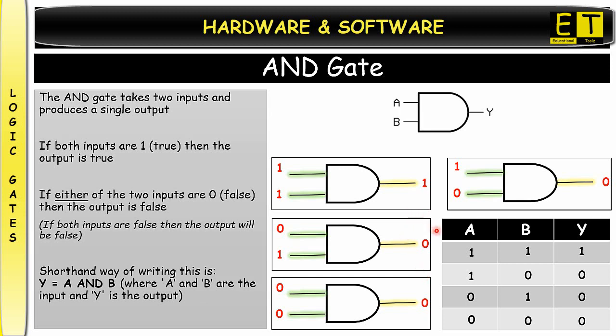As you can see from this truth table, both of the inputs for the AND gate need to be 1 in order for the output to be 1. It's important that you understand this and know this for your exam, as it is bound to come up.